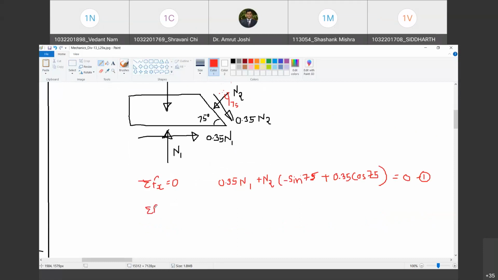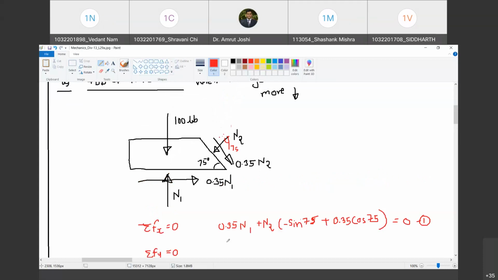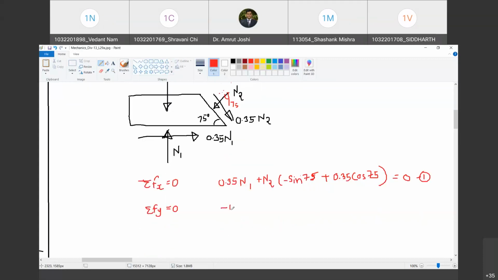What is the second equation? Summation Fy equal to 0 gives me what? Minus N1, minus 100, plus N1, sorry. Plus N1, minus 100. That minus 100 on the right hand side becomes plus 100. Do you agree with me? This is the second equation.